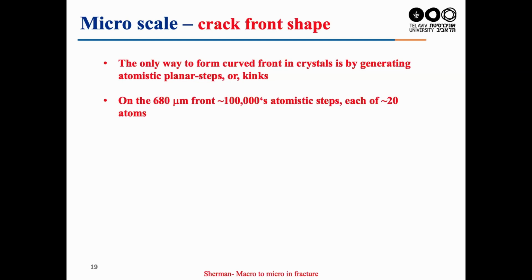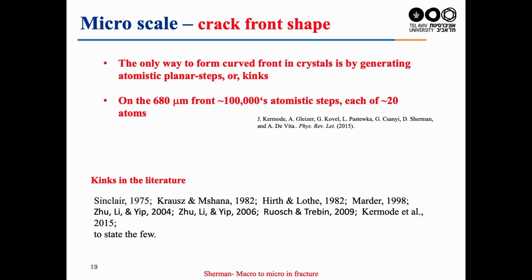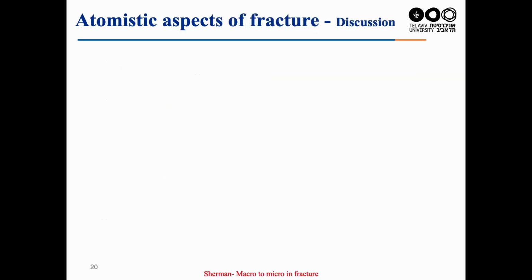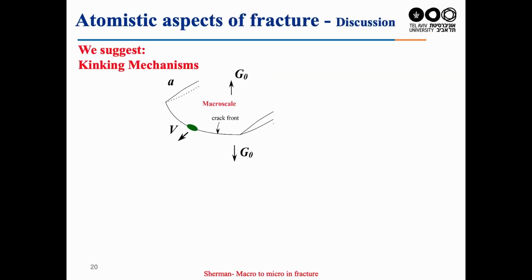The thickness of the specimen is 680 microns. It has hundreds of thousands of kinks. We did not invent the kinks; they were first introduced in the literature in 1975 by Sinclair. Okay, so here, these are the mechanisms.